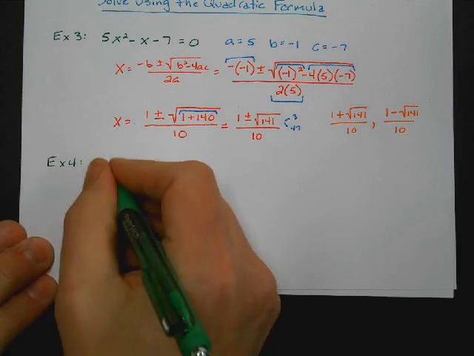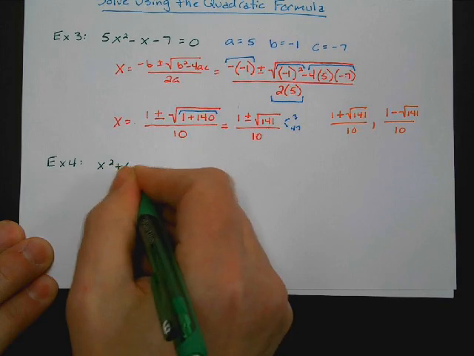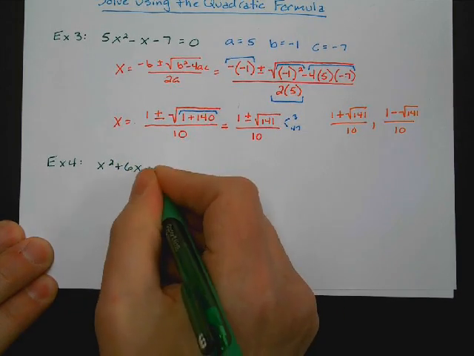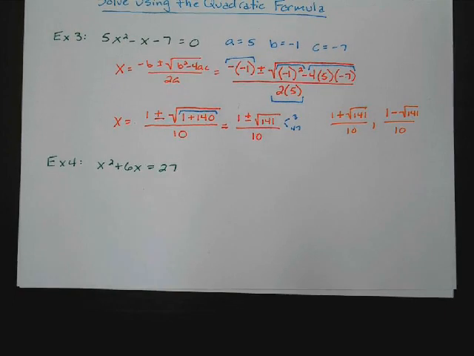solving x squared plus 6x equals 27. All right, you notice that this one is not in standard form, so you cannot use the quadratic formula until it's in standard form. So give it a shot, push pause, put it in standard form, and then use the quadratic formula, and then we'll see what we got.